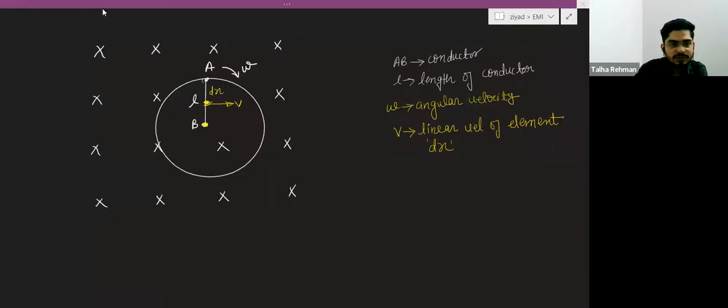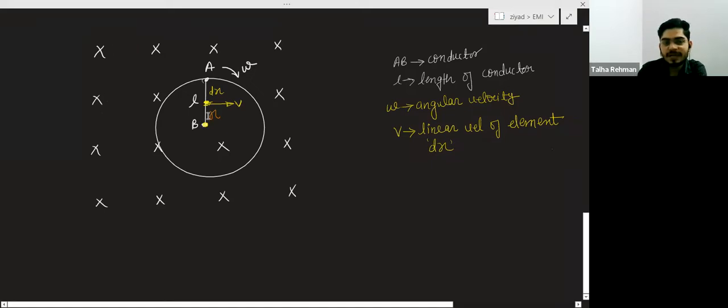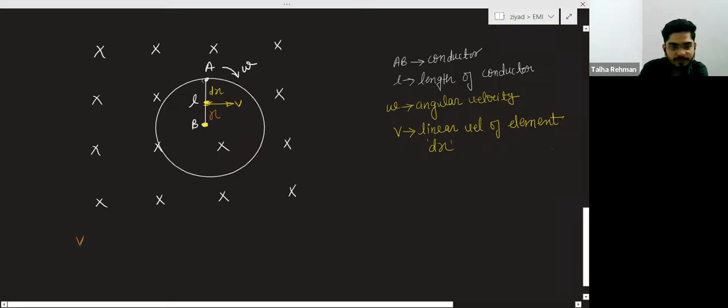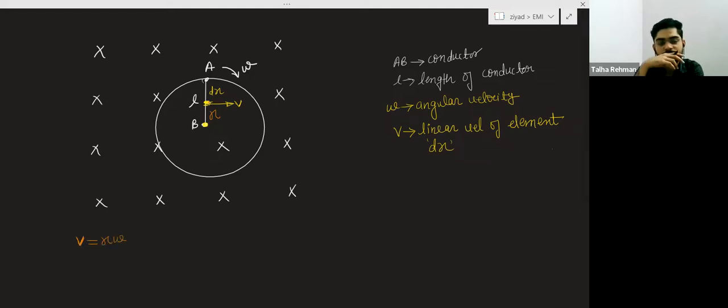Suppose this distance is x initially. x is the distance between this point B and this element dx. So we can write the linear velocity is equal to x times the angular velocity.